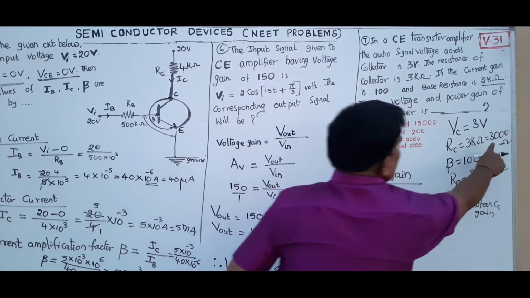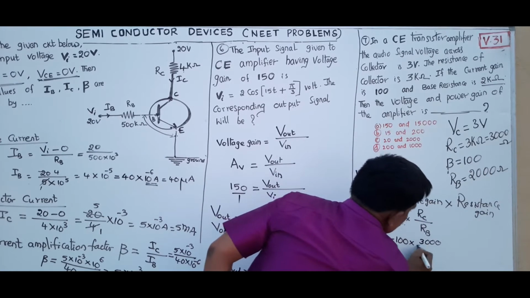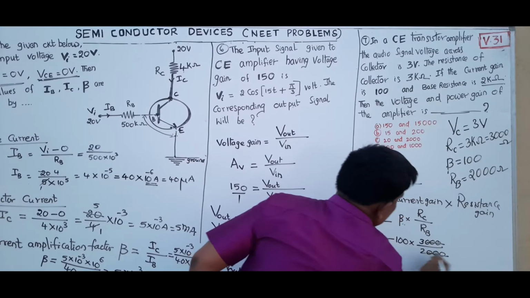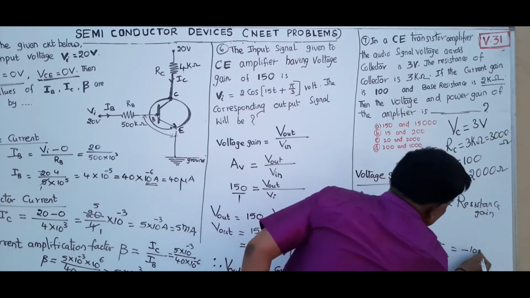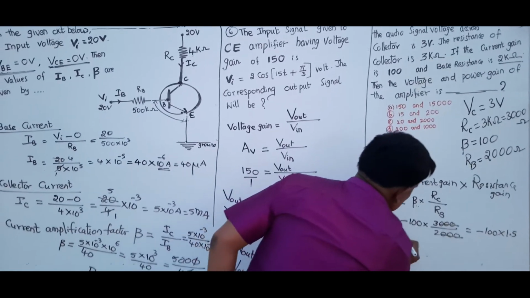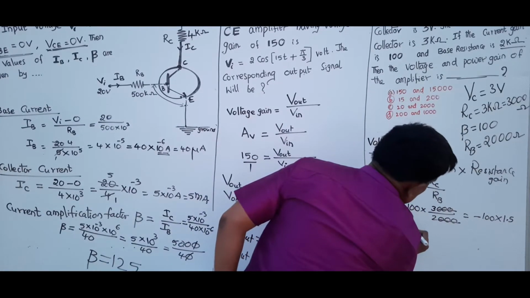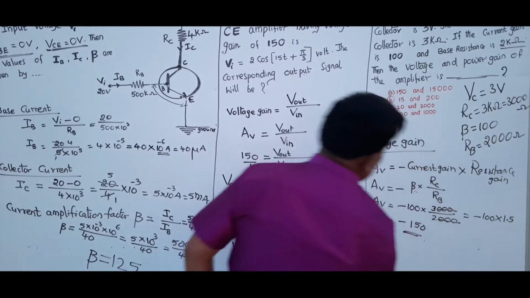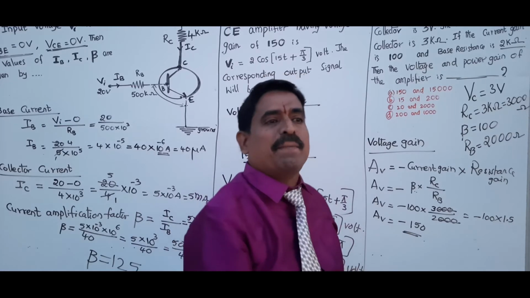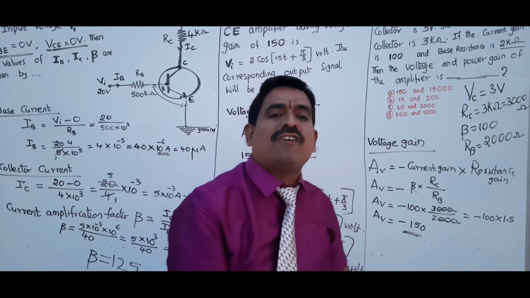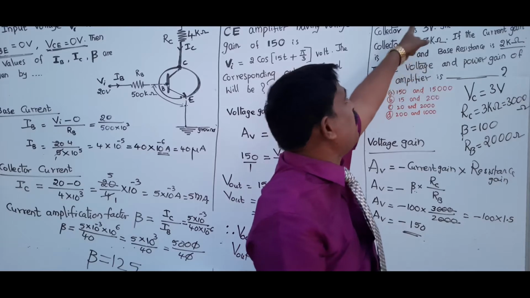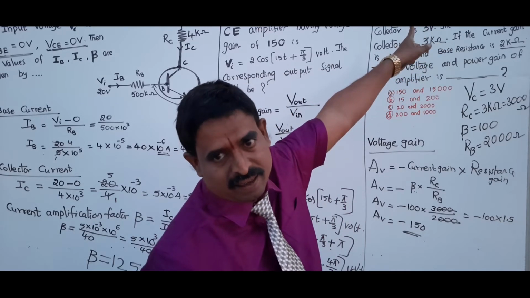Collector resistance 3000, base resistance 2000. 3 zeros cancel. Minus 100 into 3 by 2, which is 1.5. Now voltage gain is equal to 100 into 1.5, 150. It is a voltage gain. Why are we getting the minus symbol? Minus symbol indicates there is a phase difference of 180 degrees between the input and output in a common emitter amplifier of the transistor.